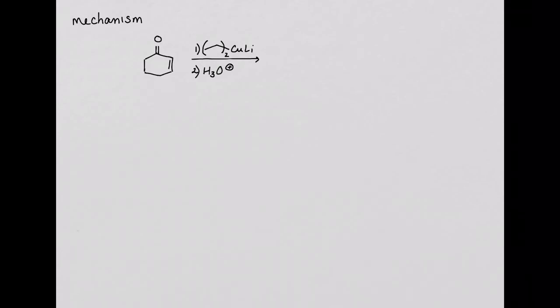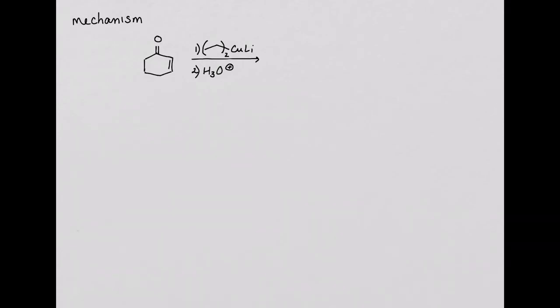Finally, let's consider the mechanism for the addition of a Gilman reagent to an alpha-beta unsaturated ketone. Typically in these reactions, the alpha-beta unsaturated ketone or other Michael acceptor is treated with the Michael donor, in this case a Gilman reagent, followed by aqueous acid, which is necessary for the tautomerization step.